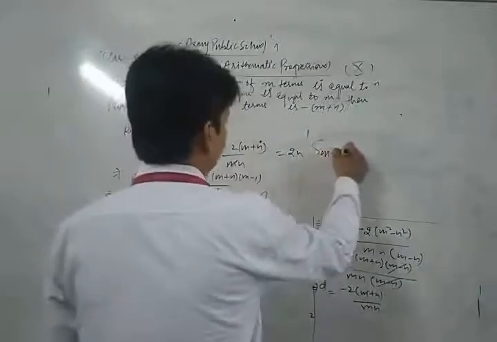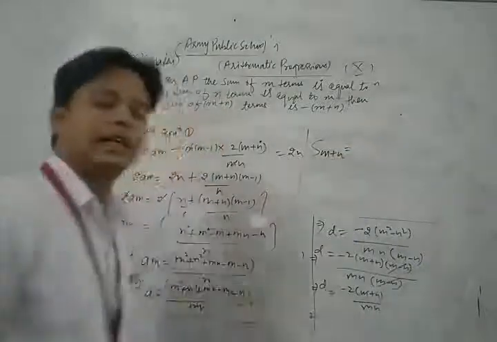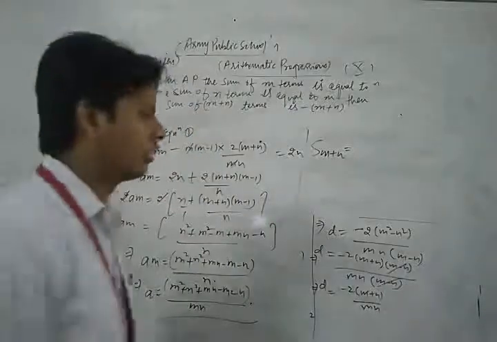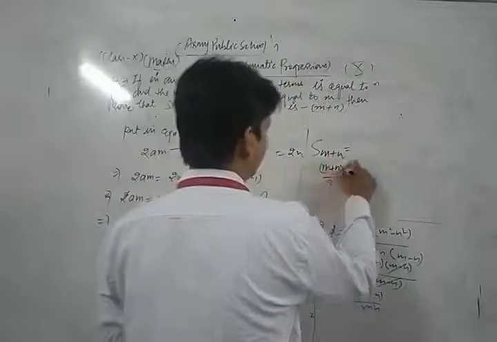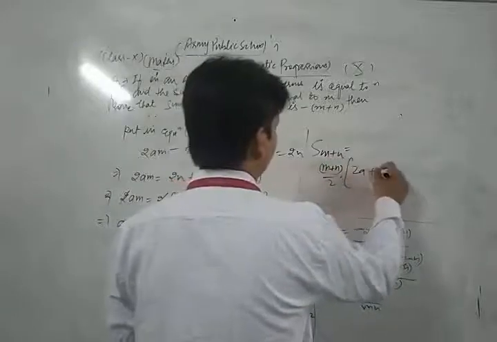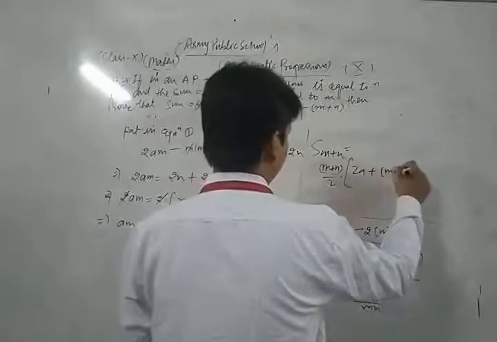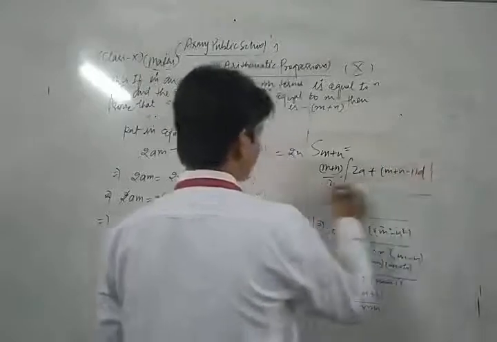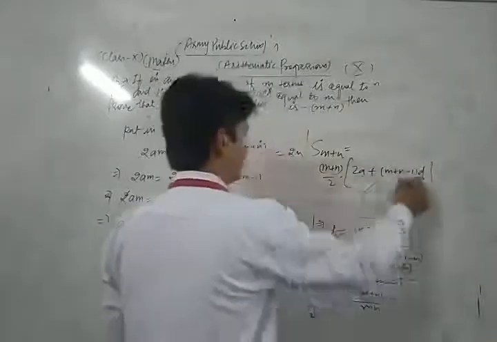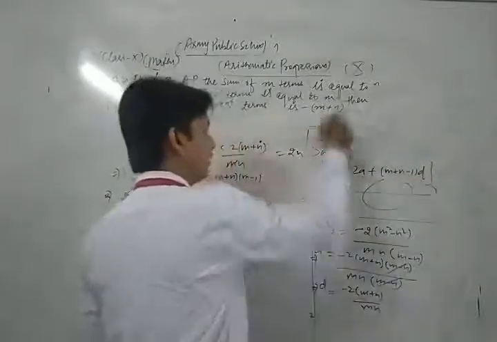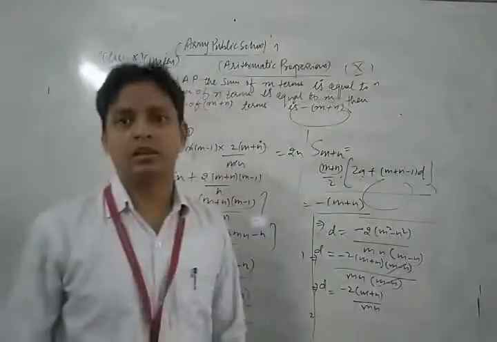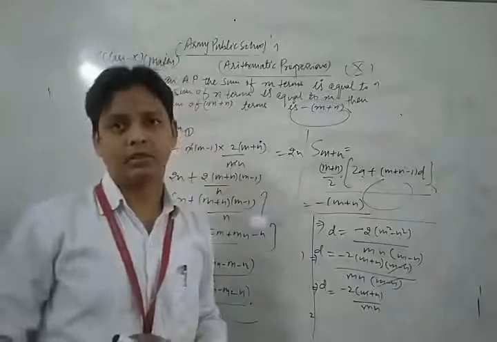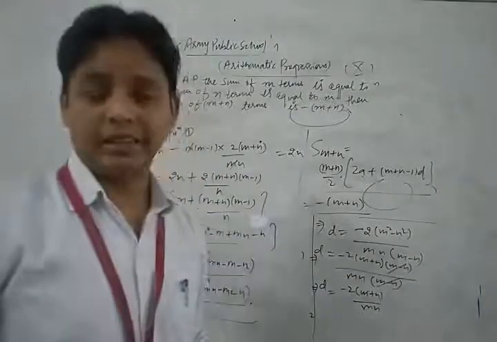Now what you do? Now you know that the sum of m plus n terms. The sum of m plus n terms is what? You put n as m plus n, and you know that here (m plus n) by 2, 2a plus (m plus n minus 1) into d. Okay, now you put the value of a and d and simplify them, you will get your result that is minus (m plus n). Okay, so this is the whole process to solve that type of questions.